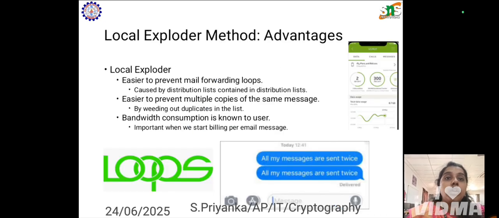Next, let us see the local exploder method. Here, let's see the advantages. With a local exploder, it is easier to prevent mail forwarding loops caused by distribution lists contained in distribution lists. It is easy to prevent multiple copies of the same message, by weeding out duplicates in the list. Next, bandwidth consumption is known, which is important when we start billing per email message.